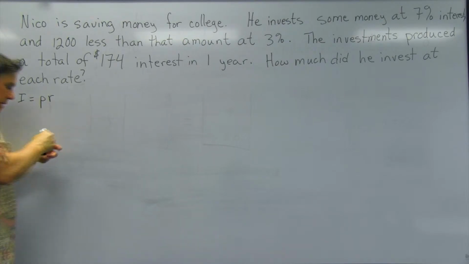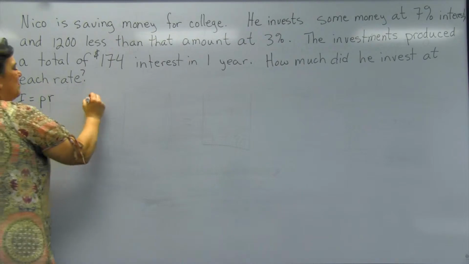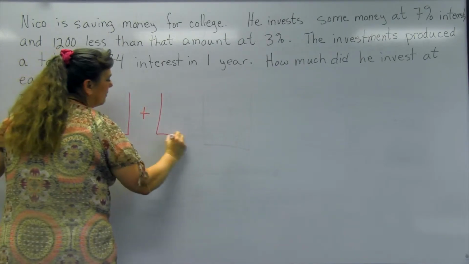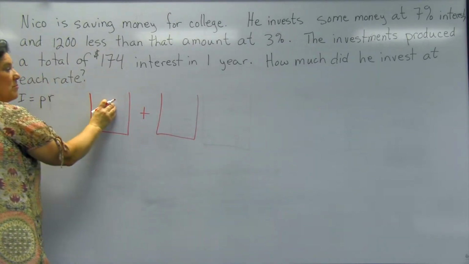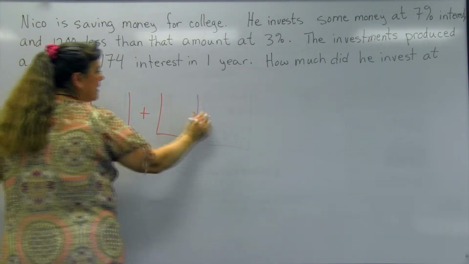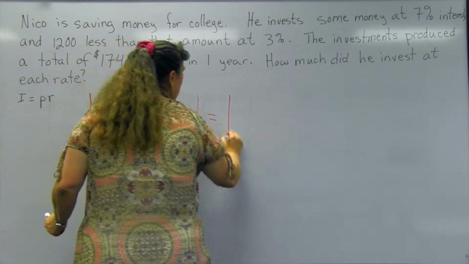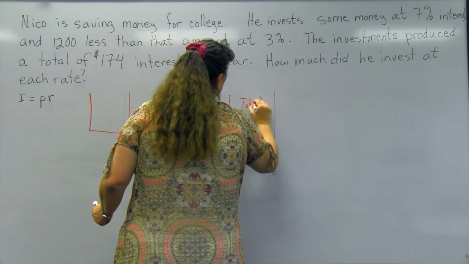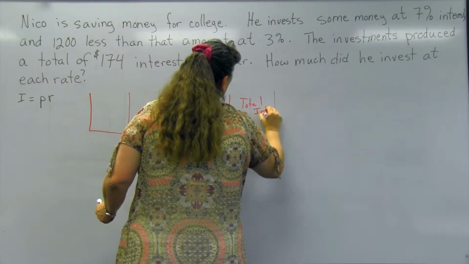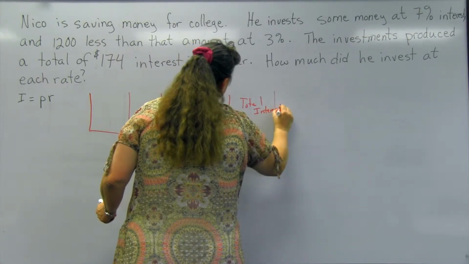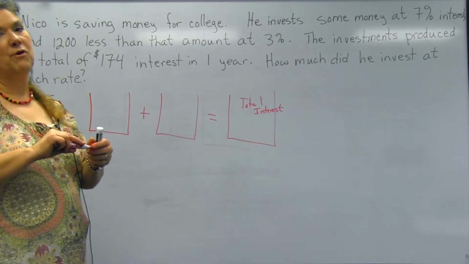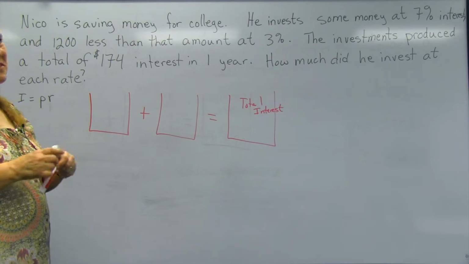So let's look at those buckets again. A really good method to do this. Not the only method, but a good one. So we've got our first bucket plus our second bucket. This is the interest from the first investment. The interest from the second investment is going to equal my total interest. Total interest, okay? Now, this is a little bit different from the other one because you're not going to have the same in every bucket like we did before. So we'll have to use those decimals this time.